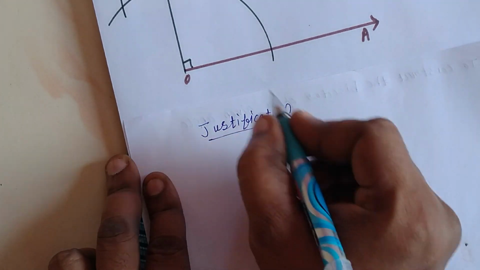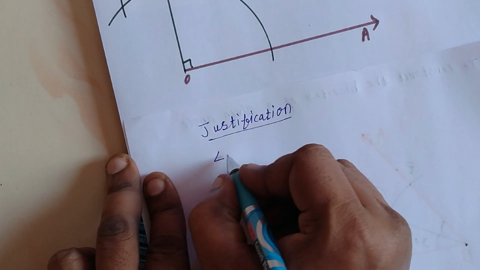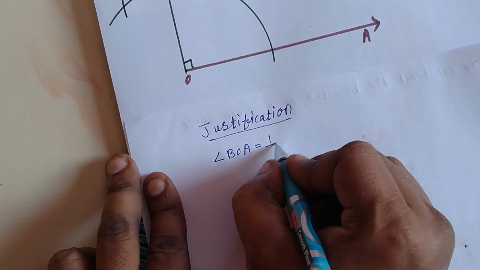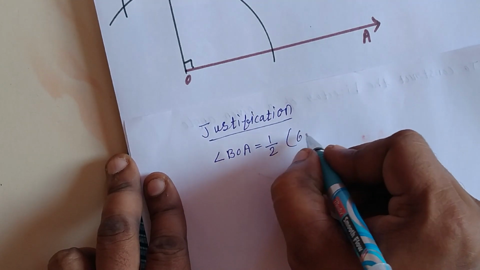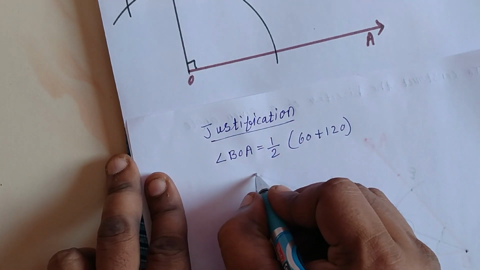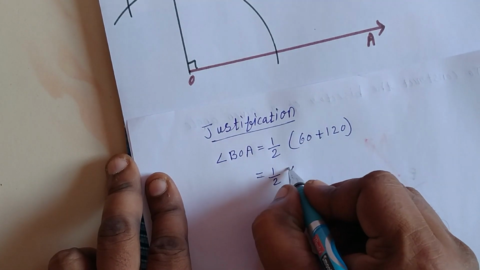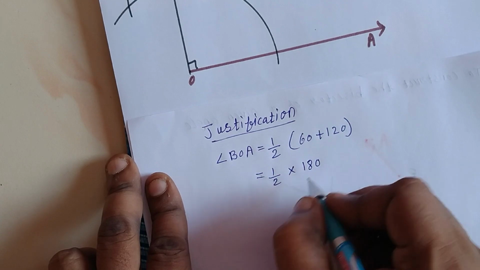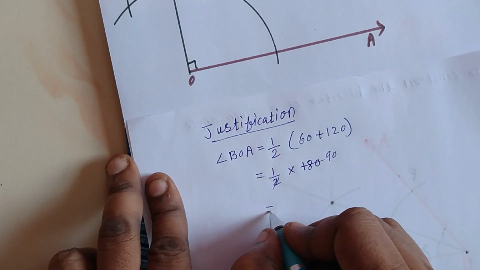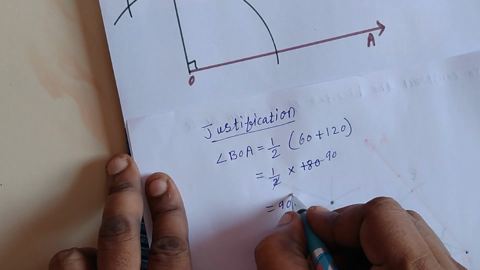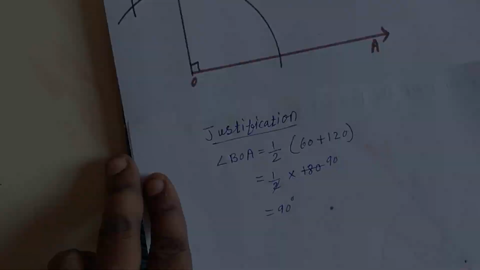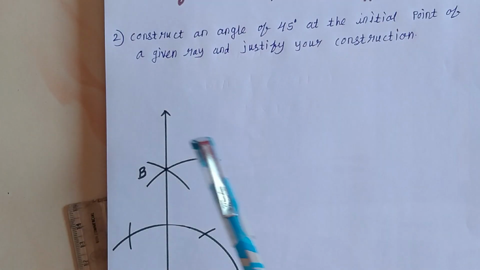So in justification you will write angle BOA, it is 90 we know, but it is half of 60 degree and 120 degree, means bisector. So half of 60 plus 120, 180. So here 2 90s are. That is why angle BOA is 90 degree. This is your justification.